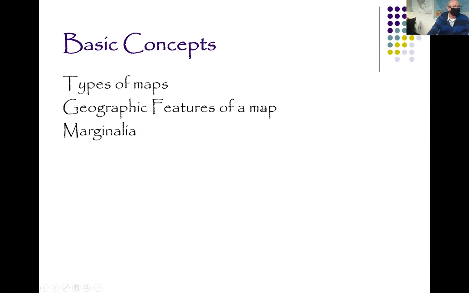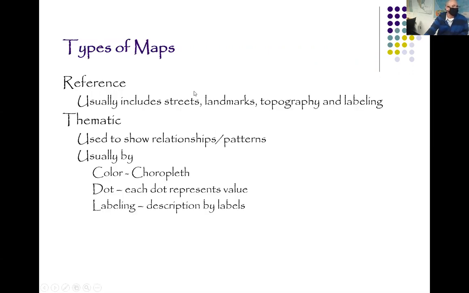And we'll talk about the actual features of the data of the map and the other stuff, which is called the marginalia, all the stuff that goes around the margins: north arrow, tidal area, and all that kind of stuff. So, all right, we can categorize or at least break up the two kinds of maps, basically.